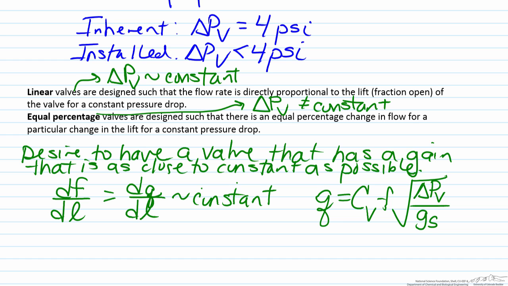For processes where the pressure drop across the valve is not constant because of the installed equipment aside from the valve, what's shown to happen is that the equal percentage valve, which by nature is nonlinear for an inherent system, becomes much more linear for an installed valve.